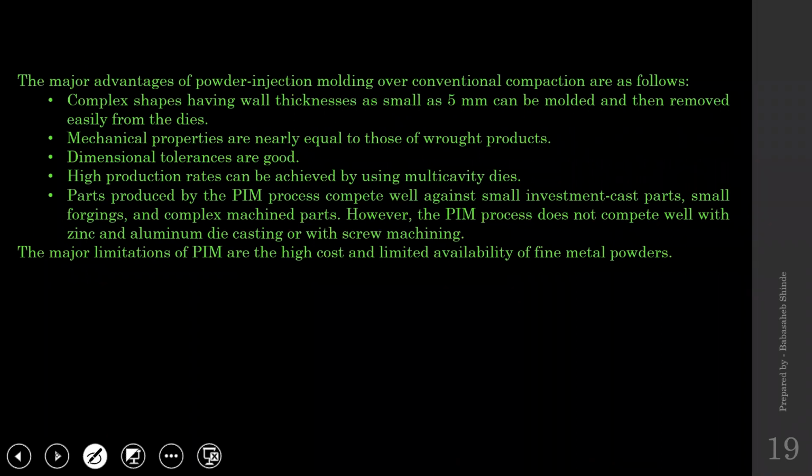These are certain advantages associated with powder injection molding. Complex shapes having wall thickness as small as 5 mm can be obtained by using this technique. So this much small wall thickness product can be made easily. And as I mentioned, the density will be almost equal to its raw material. Because of that, the mechanical properties are nearly equal to wrought product, because density is going to decide the properties, and as you bring that density near to the raw product, then properties are also going to be equivalent. Then dimensional tolerances are good, and high production rates can be achieved.